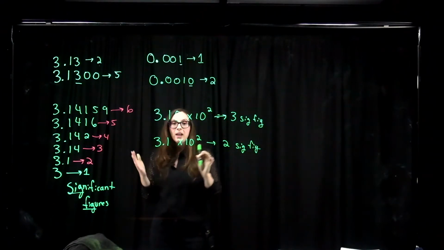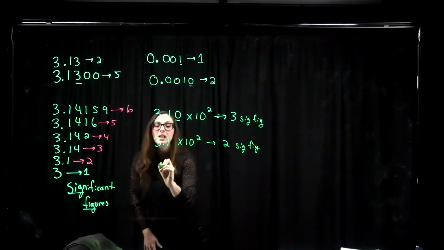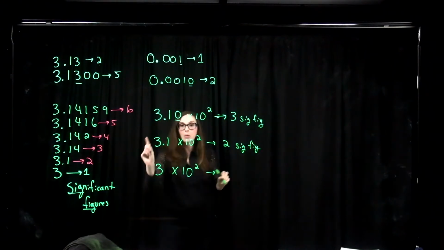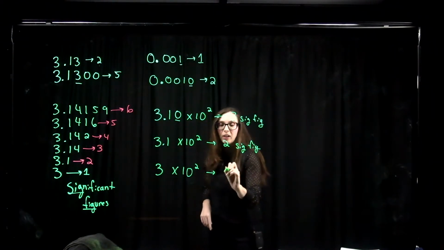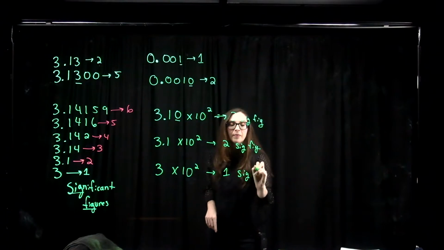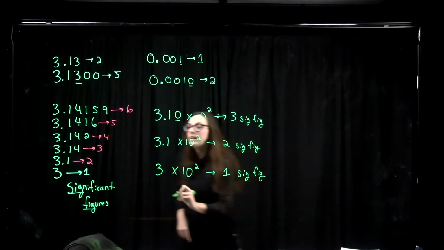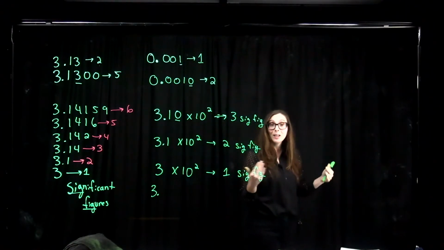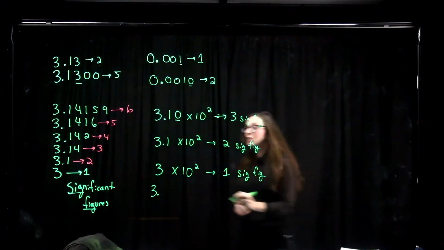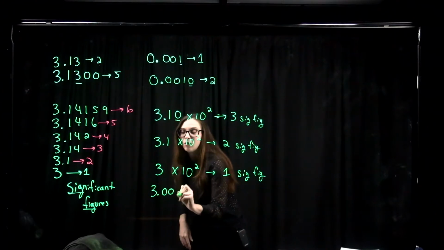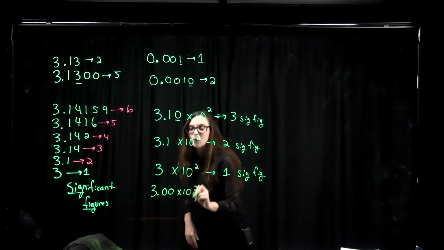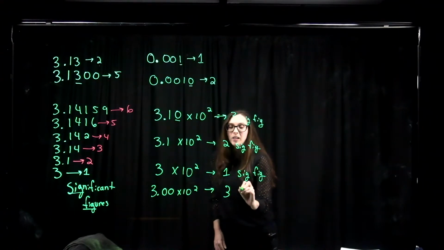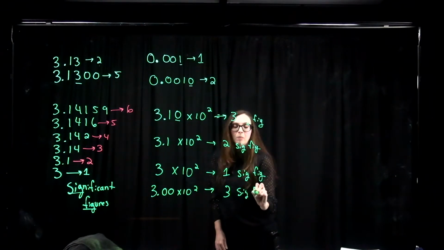Okay, now something else to keep in mind is that if you see a number that looks like this, 3 times 10 to the 2, this number only has 1 significant figure. Okay, if you want it to have, let's say you took a measurement and you found it to be exactly 3, and you knew that precision out to 2 decimal places, you have to write it like this. 3.00 times 10 to the 2, and that gives you 3 significant figures for that number.